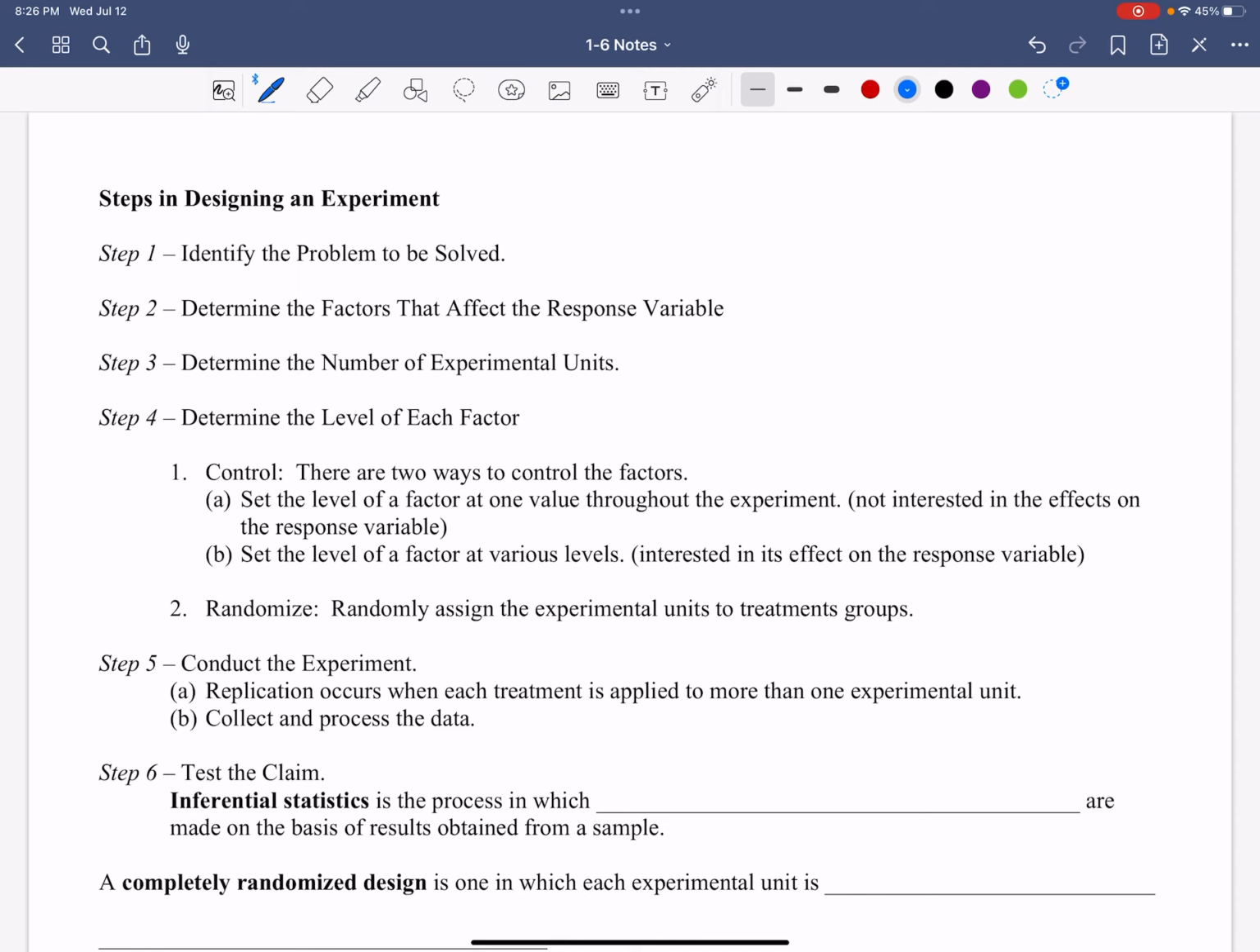The deal with this is you need to be as explicit as possible. You're going to be as explicit as possible. And in the statement that you're laying out here, you need to identify the response variable and the population.